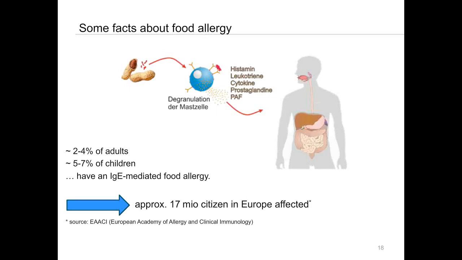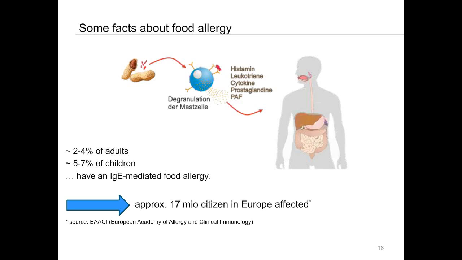In general, food allergy is a misinterpretation of food proteins by the immune system. So the immune system is misled and develops a specific immune response against completely harmless food proteins, and develops specific immunoglobulin E or IgE antibodies, and this process is called sensitization.